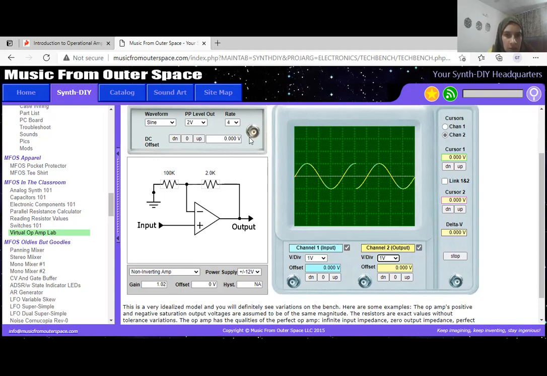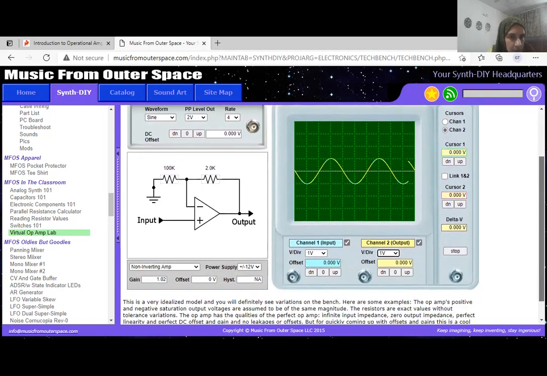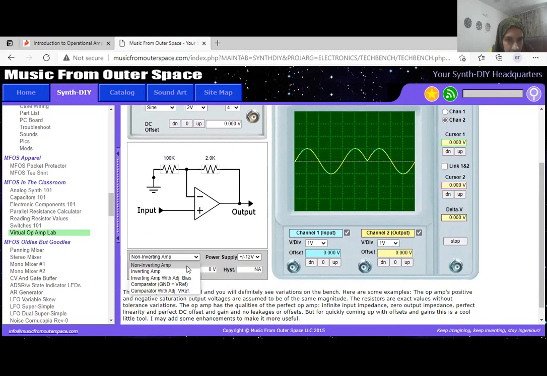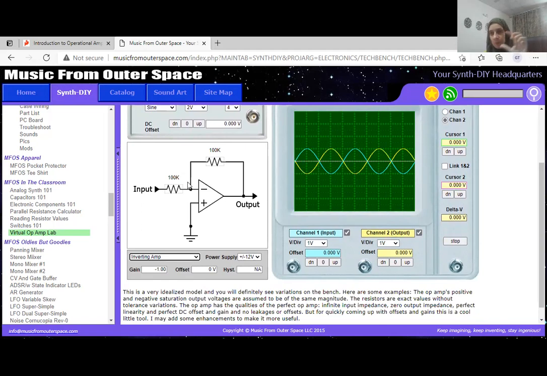Now, let's try to change this and have a different amplifier. So let's have an inverting amplifier. The gain of the inverting amplifier is minus R1 over R2. So the ratio between those two, again, here they are equal to each other. So the gain is minus 1. That's why you can see the phase shift. The amplitude remains the same, but there is a phase shift of 180 degrees.